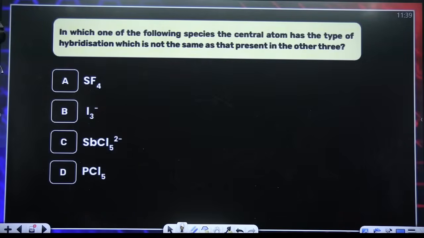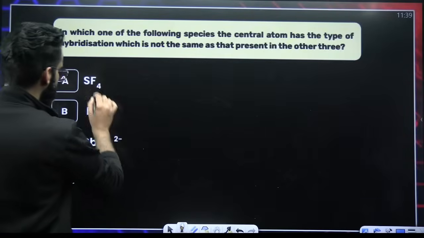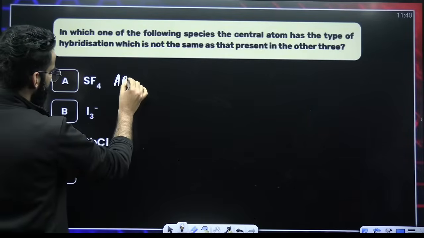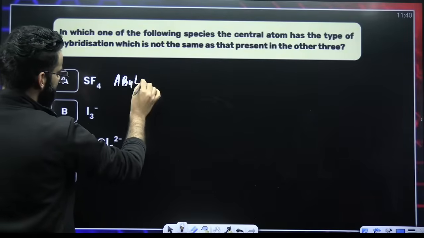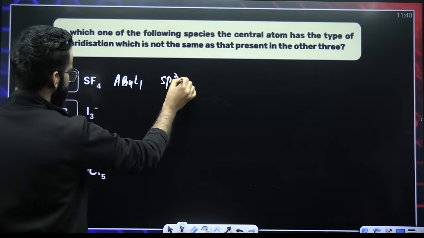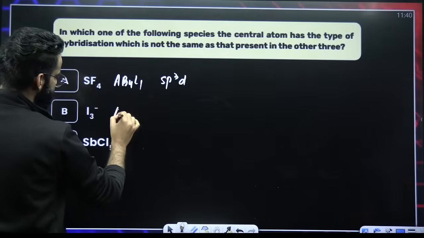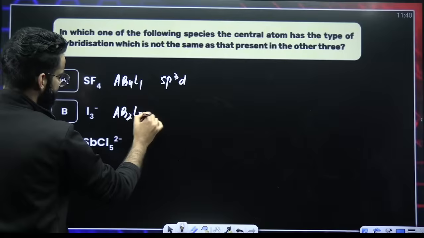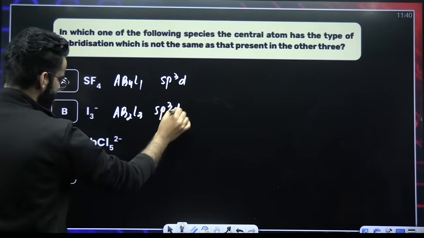What do you think about this one? In which of the following species does the central atom have a type of hybridization which is not the same as that present in the other three? First of all, get the type. Type of this molecule is AB4L1. Steric number is 4 plus 1, 5, sp3d. This is AB2L3 type, sp3d.